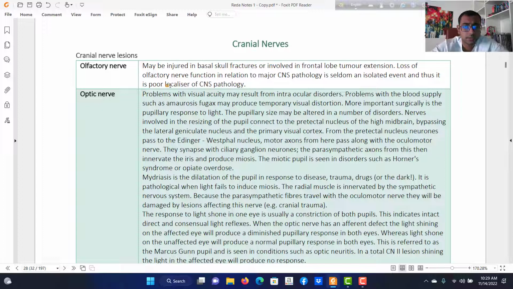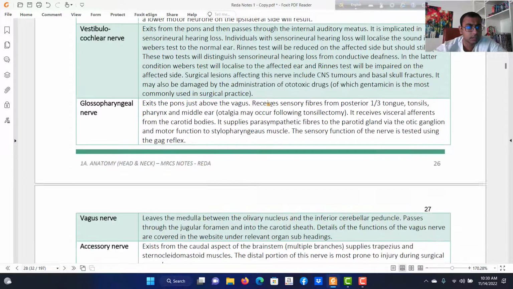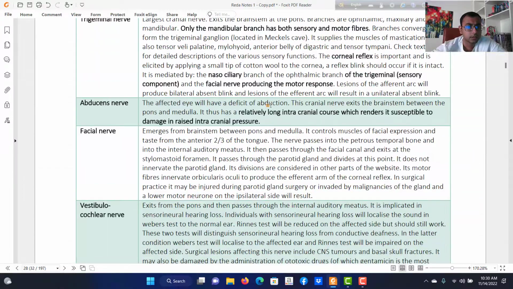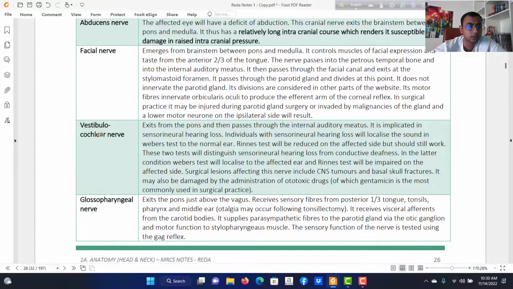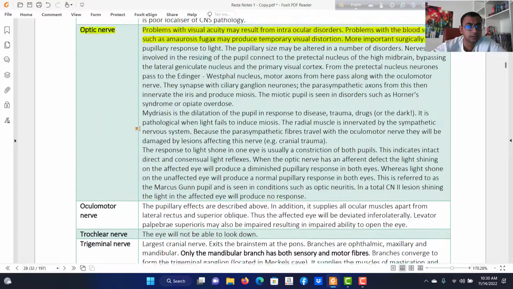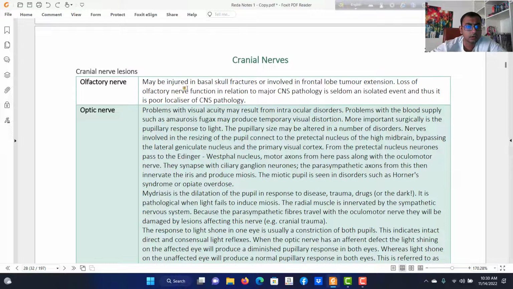These are all about the vascular system, and now the important cranial nerves. Okay, so there are 12 pairs of cranial nerves. You can see here from the very beginning, from 1 to 8: olfactory, optic, and vestibulocochlear. These are the pure sensory. So maybe injury, the basal skull fracture.